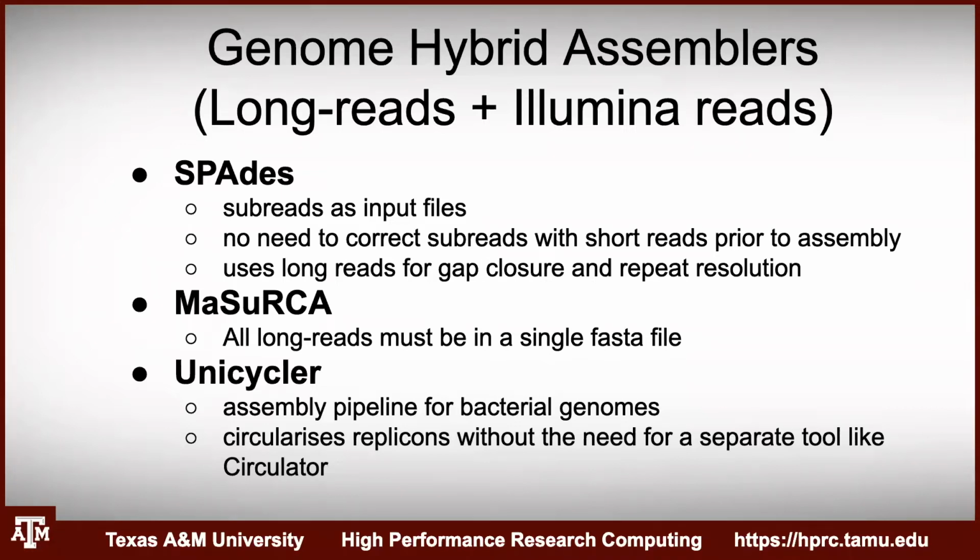MaSuRCA is another tool for hybrid assembly. For this, it doesn't take the subreads, but you'll need all the long reads in a single FASTA file. Unicycler is an assembly pipeline for bacterial genomics, and this assembler actually has the capability to circularize without the need for a separate tool to do this.